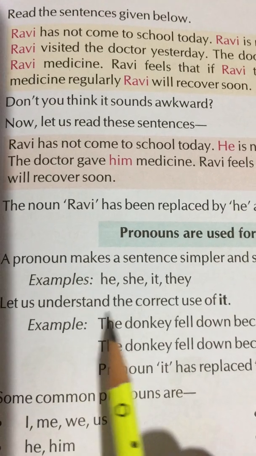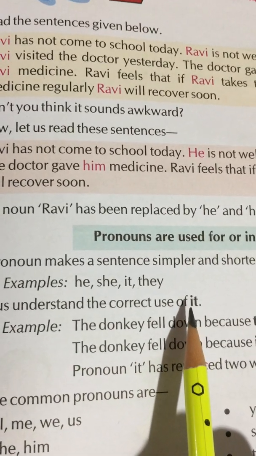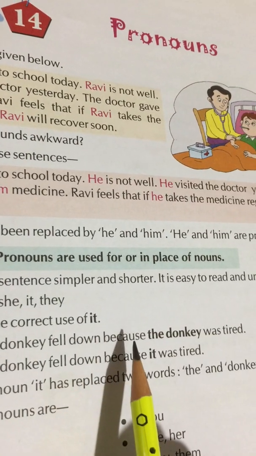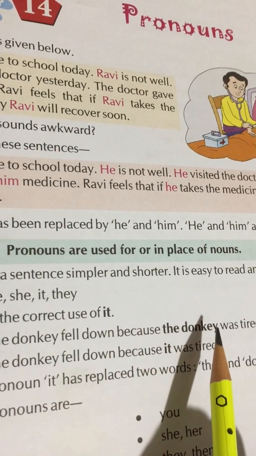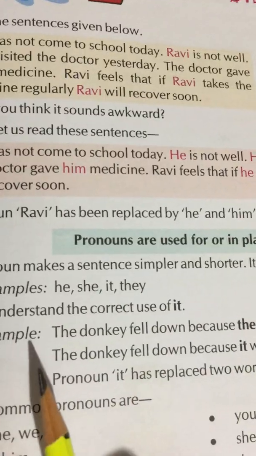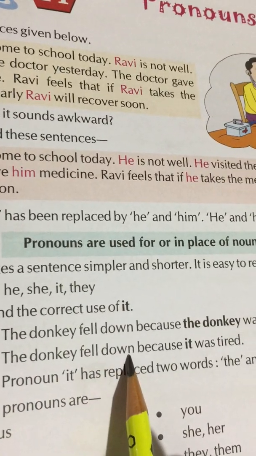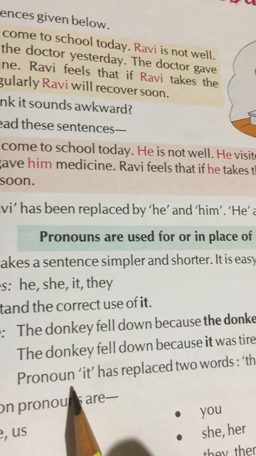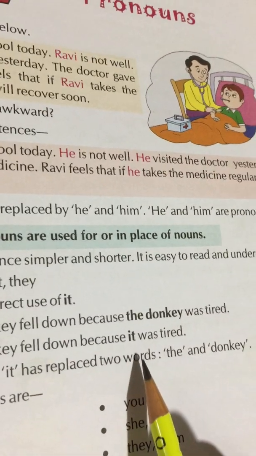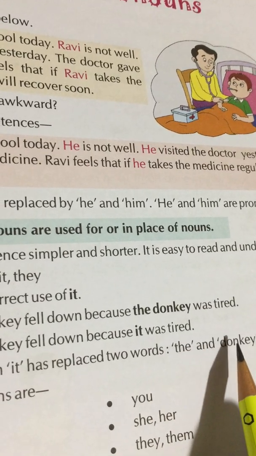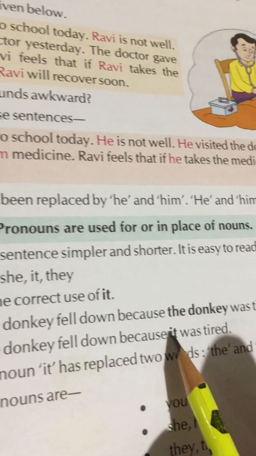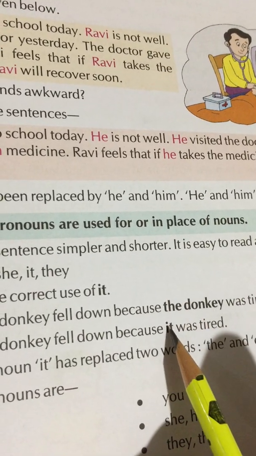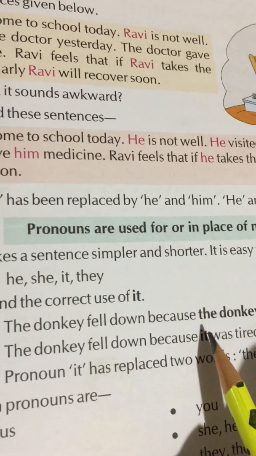Let us understand the correct use of it. Example: the donkey fell down because the donkey was tired. The donkey fell down because it was tired. Pronoun it has replaced two words, the and donkey. You can see here, this the donkey has been replaced by the pronoun it.